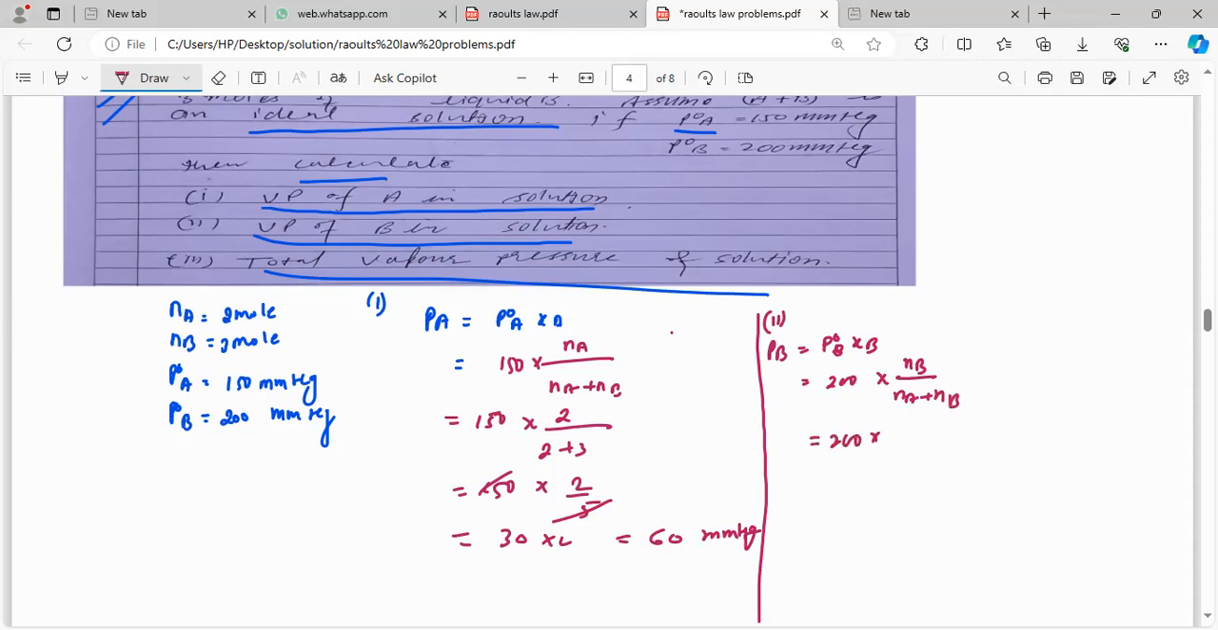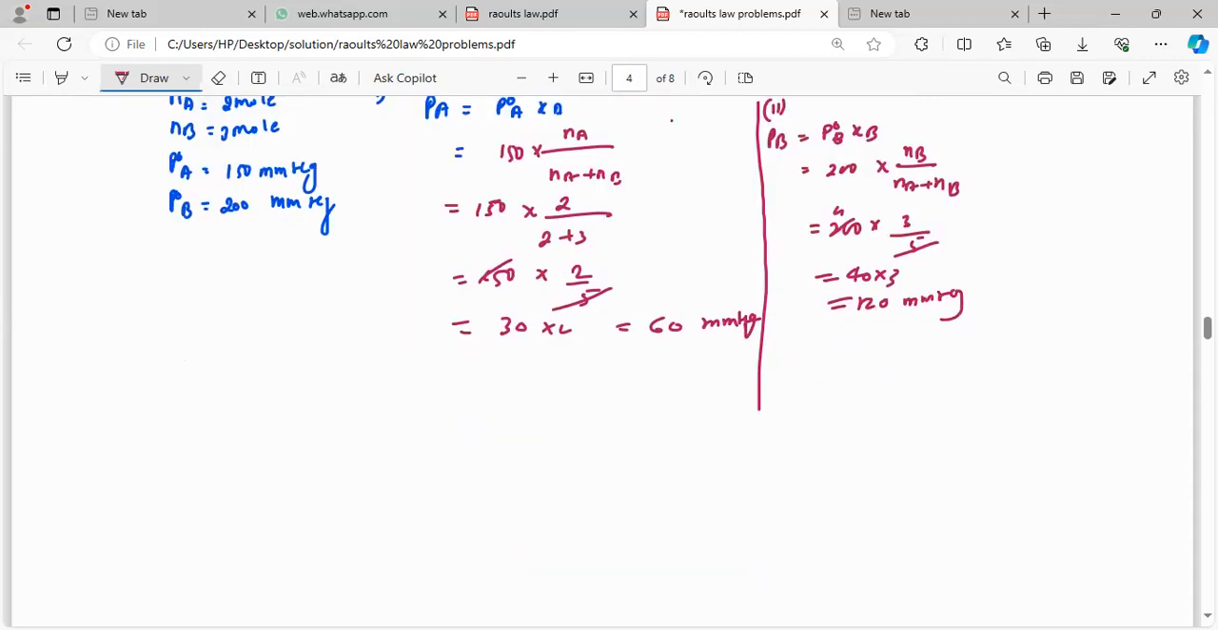Okay, good. So 3 upon 5. So 5, 4, 40 multiplied by 3. So 120 mmHg. Now they are asking total vapor pressure. So PT is equal to P total. What is there? It is PA plus PB. So PA plus PB means 60 plus 120, that is 180 mmHg.